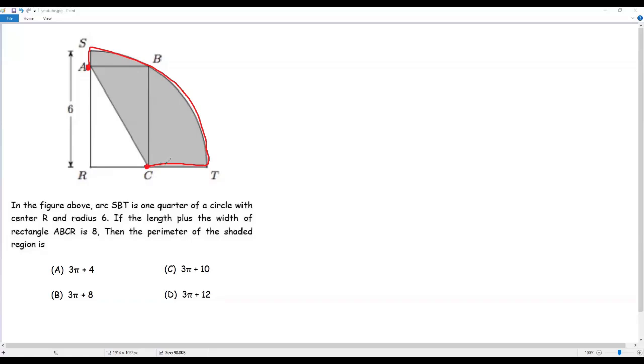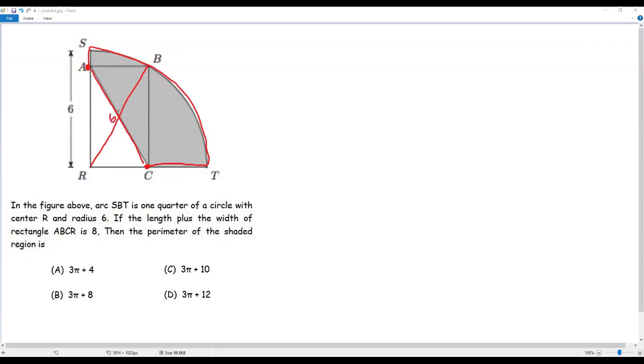Once I get the length of the part which I marked in red color, I can add the length of the line segment AC to it to get the perimeter of the shaded region. Actually, this AC is the diagonal of the rectangle. Usually we have two diagonals for a rectangle, and AC is one of them, and the other diagonal of this rectangle ABCR is RB. RB represents the radius of the circle. We know the radius is 6, so the length of the diagonal RB is 6.